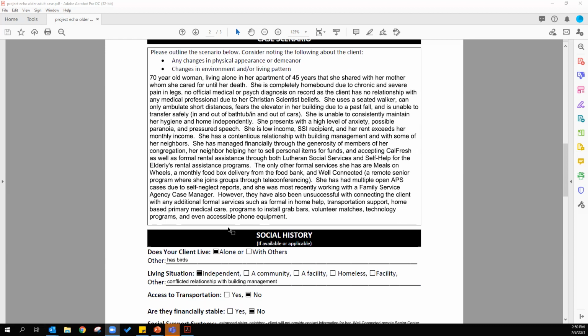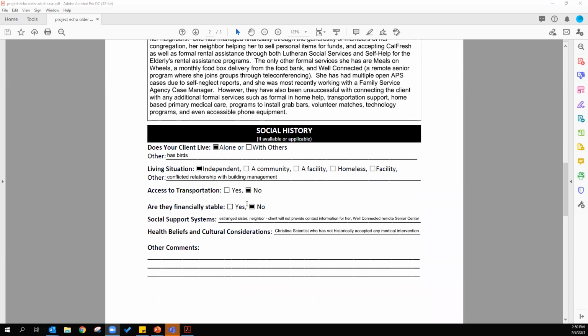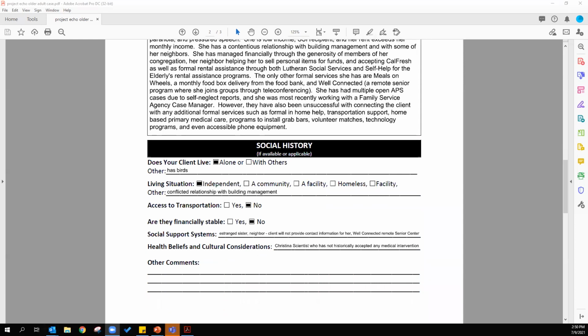She has, in my work with her, agreed to do certain things. She's active with CalFresh, so she has food stamps now, which the neighbor will help her with. She has rental assistance through a couple of different agencies in San Francisco. She has Meals on Wheels, obviously, and a monthly food box that is delivered from the food bank. And she was also willing to engage with a remote senior center. She participates in teleconferencing senior groups by phone. But she's had multiple open APS cases due to self-neglect.